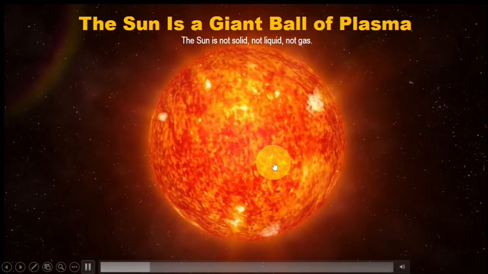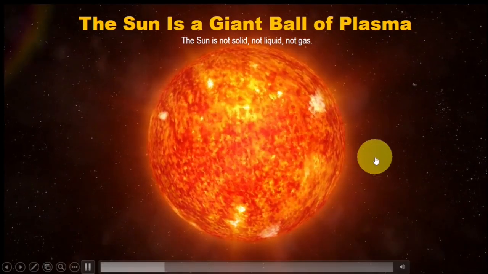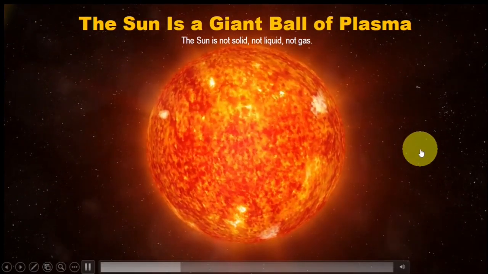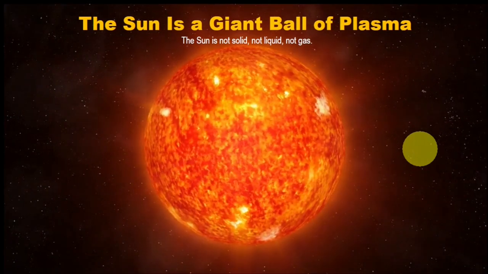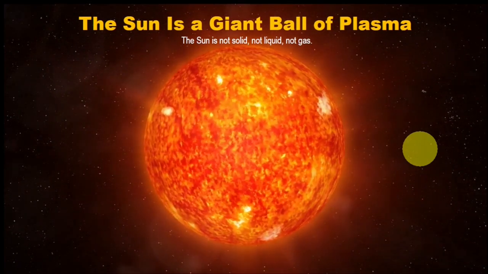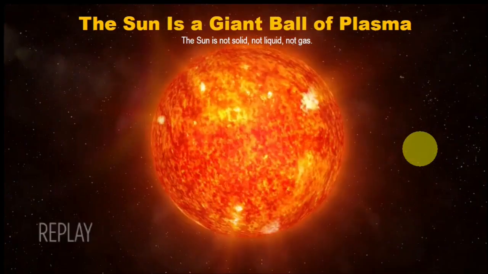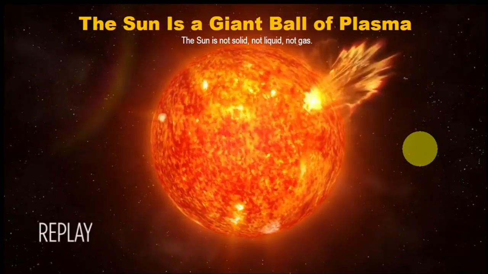The sun is a giant ball of plasma. That is the sun, a star. That is how most stars are. All the stars are like this, plasma. So take note of that.